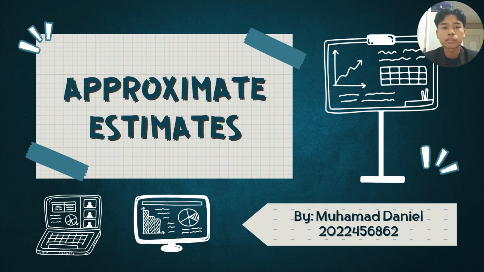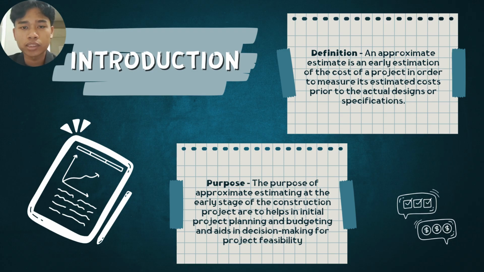Today I will be presenting about approximate estimates. As for the introduction, definition: an approximate estimate is an early estimation of the cost of a project in order to measure its estimated cost prior to the actual design or specification. Purpose: the purpose of approximate estimating at the early stage of the construction project is to help in initial project planning and budgeting and aid in decision making for project feasibility.